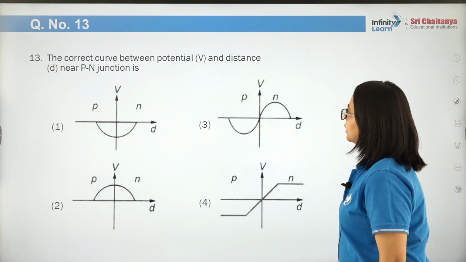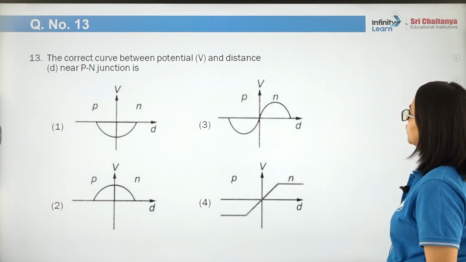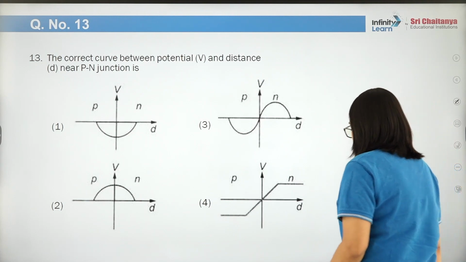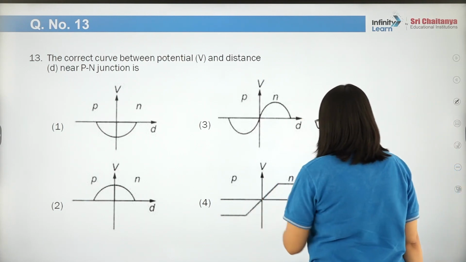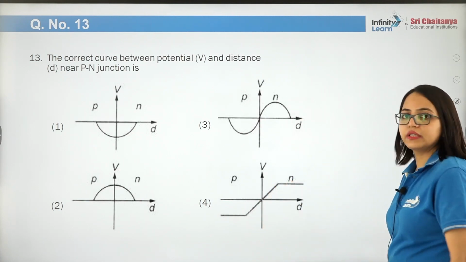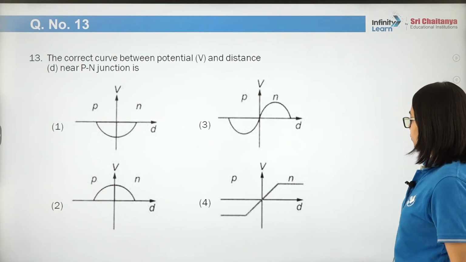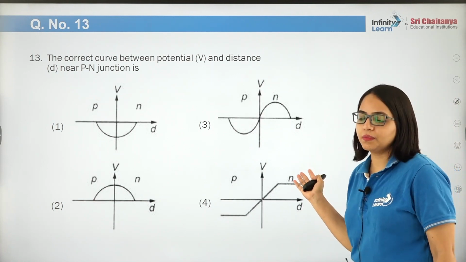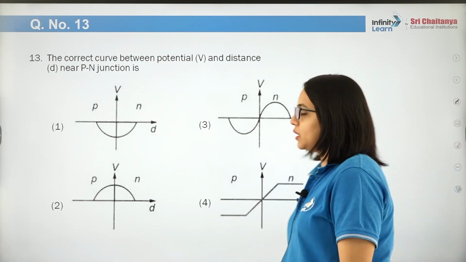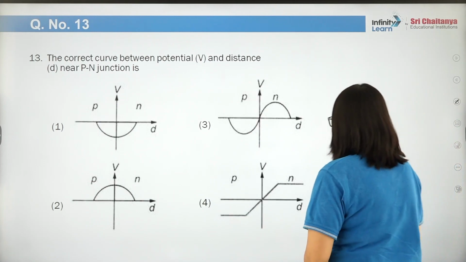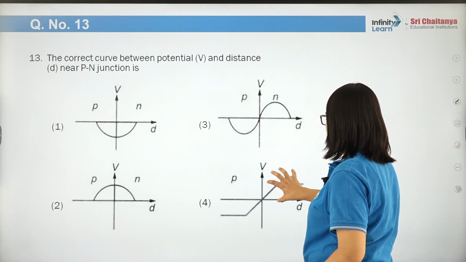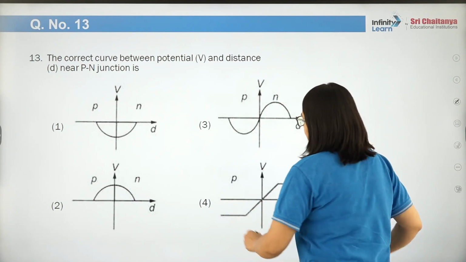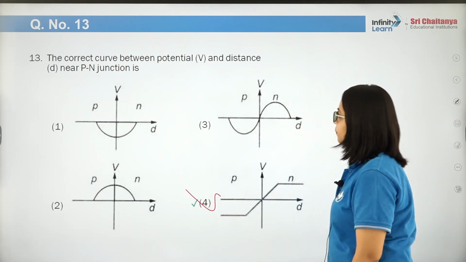Question number 13, the correct curve between potential and distance d near a PN junction is. So basically, majority of the current is because of the diffusion of majority charge carriers across the junction. So from p type holes will move, and from n type electrons will move towards p type, right? So in this case the potential towards n type will be positive and towards p type it will be negative, right? So correct answer is option 4.